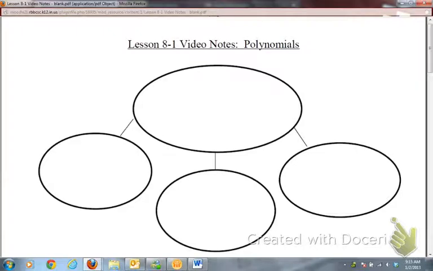Hello, we are going to start Chapter 8 now, and Unit 8 is all about polynomials, and for a lot of you, polynomials might be a word that you are unfamiliar with. Maybe you've never heard that word before. So we are going to start by doing a little graphic organizer to help you understand more about what polynomials are.